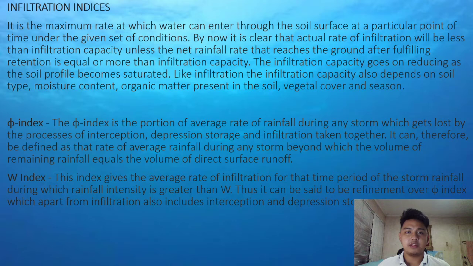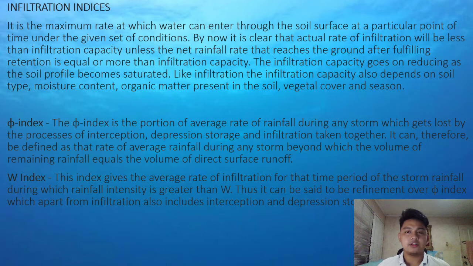It is the maximum rate at which water can enter through the soil surface at a particular point of time under the given set of conditions. By now, it is clear that the actual rate of infiltration will be less than infiltration capacity unless the net rainfall rate that reaches the ground after fulfilling retention is equal to or more than infiltration capacity. So it's saying that if the rainfall overflows, the container cannot hold it anymore.